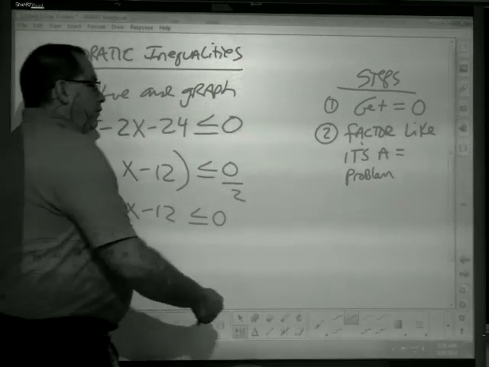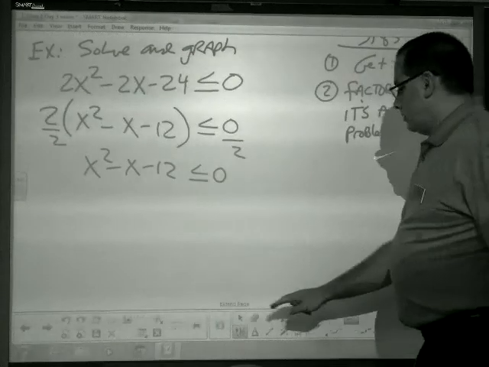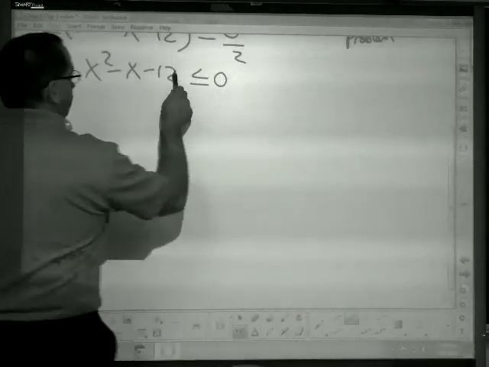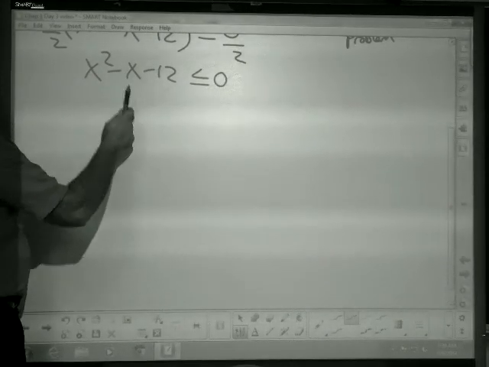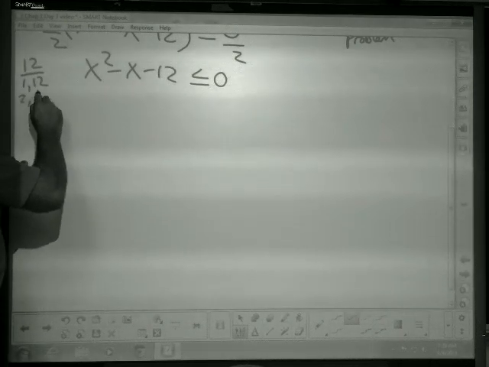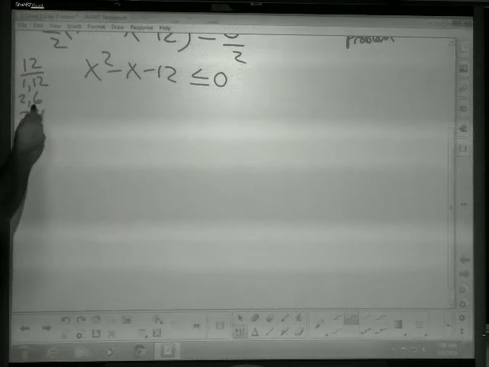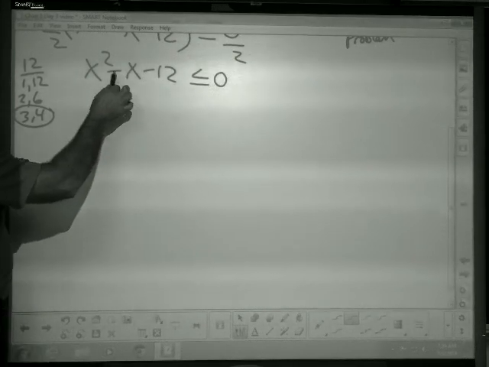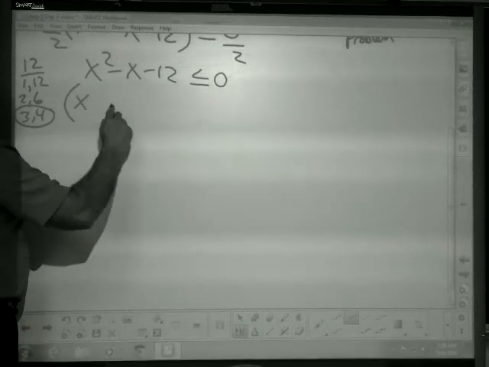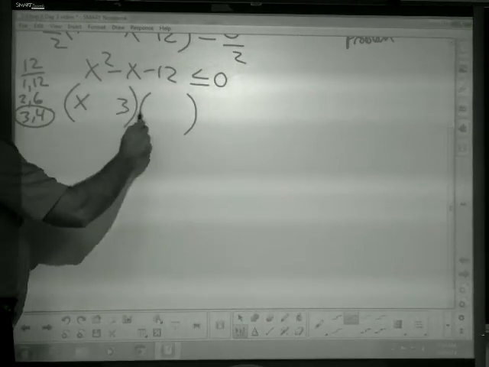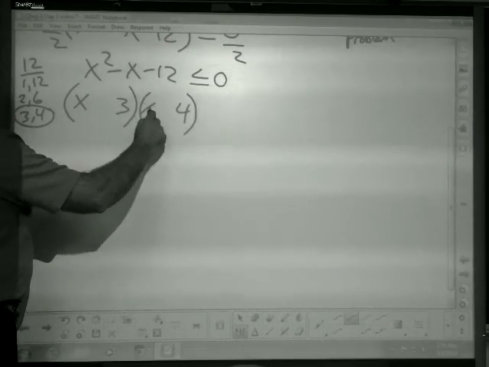All right, so keep factoring because I'm not done. I haven't factored completely yet. So I want factors of 12 with a difference of 1. So factors of 12: 1 and 12, 2 and 6, 3 and 4. 3 and 4 differ by 1. Forget that it's negative, they just have to differ by 1. We'll deal with the negative in a minute. So 3 and 4, it doesn't matter where you put them.